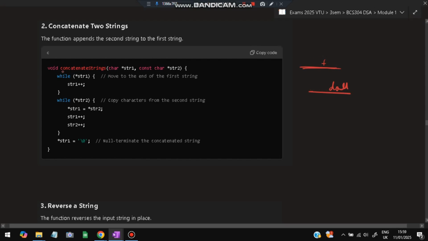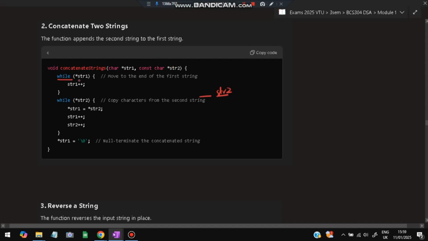Okay, here also you'll be writing void concatenate strings and you will be using two strings, char str1 and const char str2. Now you have to add the const str2 to str1. Okay, means first str1 will be there and when it gets over str2 will be there, the content values. Okay, so how do we do that?